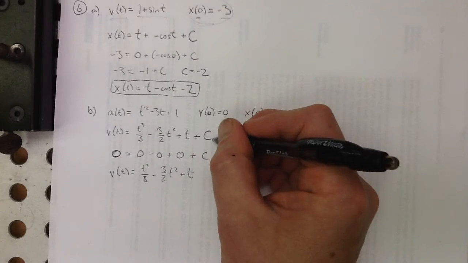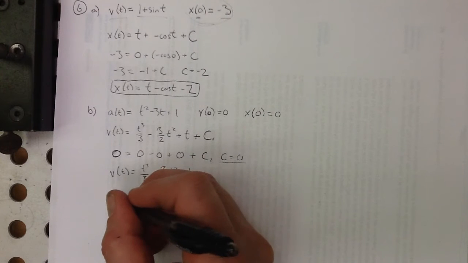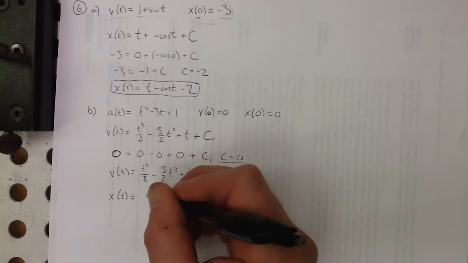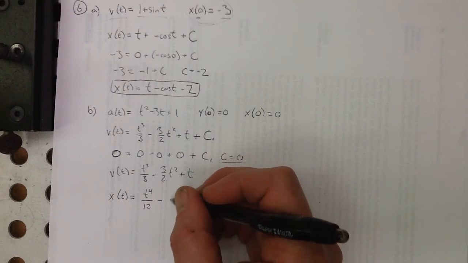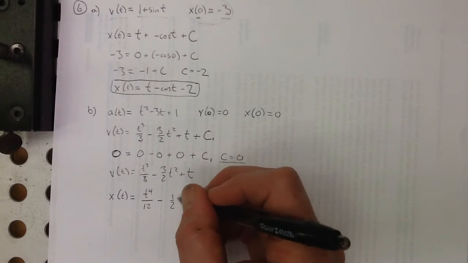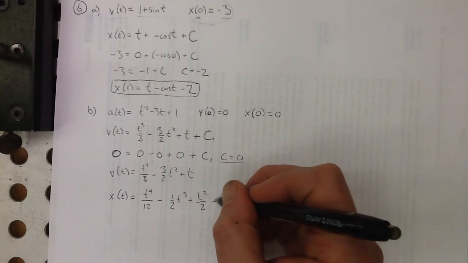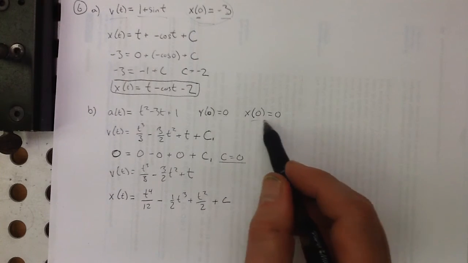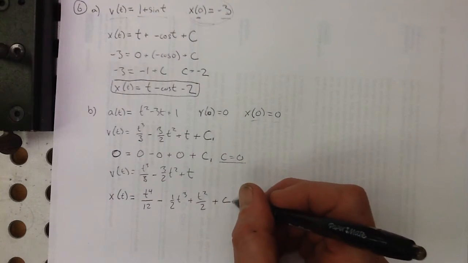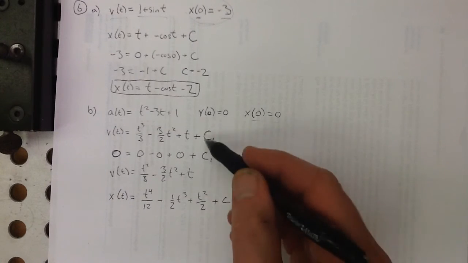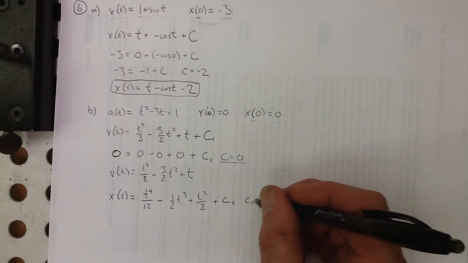And just to avoid any confusion, I'm going to put a little c1 on that, because now I'm going to take the antiderivative of velocity. That will get me back to position. So that's t to the 4th over 12 minus 1/2 t cubed plus t squared over 2 plus c, and since again this is a polynomial, when I plug in the 0, 0, c is going to come out to be 0. And I should call this c2, right? So these are not the same c. They both happen to come out to be 0, but that was just by chance.